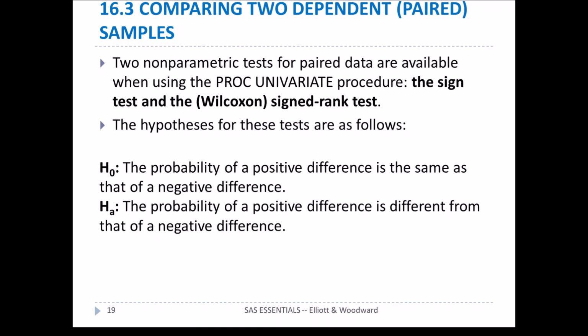If we're looking at paired values, we can subtract one from another. If there's no difference, then we would generally expect to see 0 there. But if there is a difference, it's going to be either consistently positive or consistently negative. So the alternative hypothesis is that the probability of a positive difference is different than that of a negative difference.